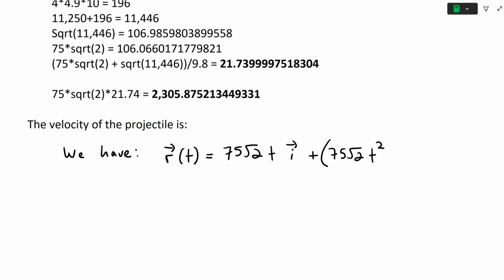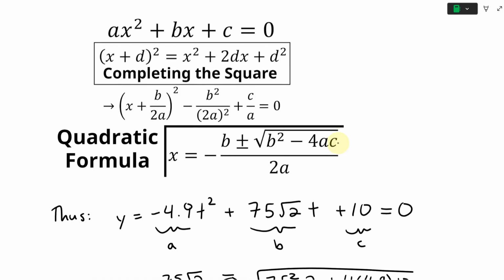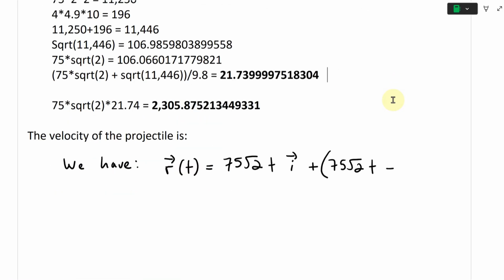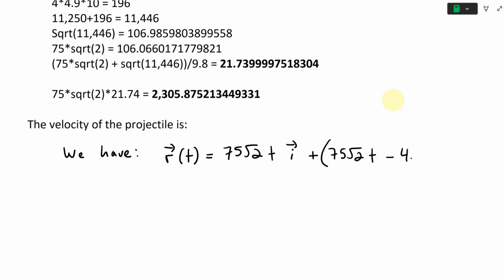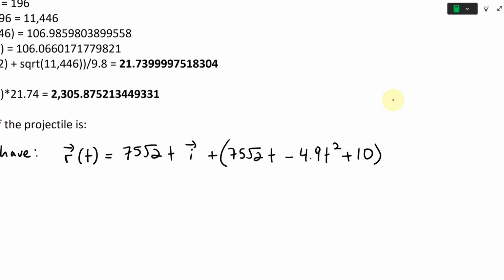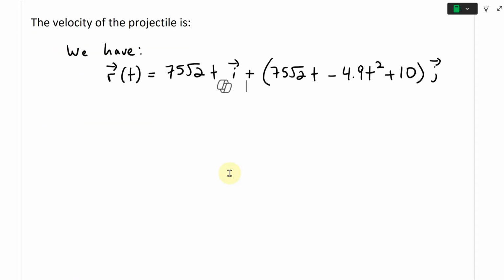And then the next one's going to be minus 4.9. Oh, no, this is not t squared, this is just t. Let's go back up. That's just t, and then 4.9 t squared plus 10. So this is going to be 4.9 t squared plus 10, and this is going to be our j component, with a bracket, j. All right, so I moved it over here.